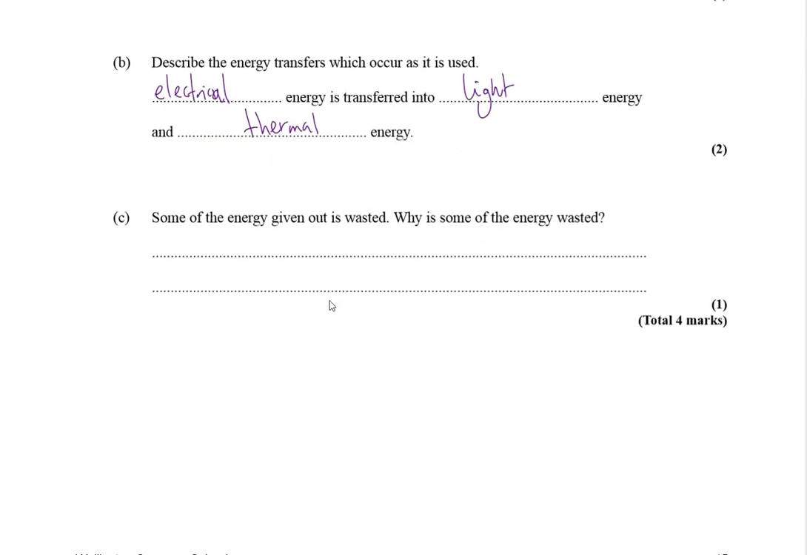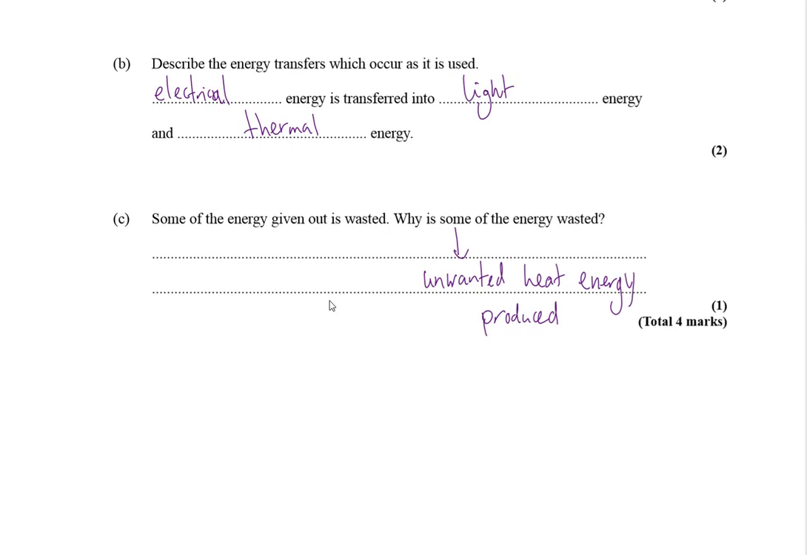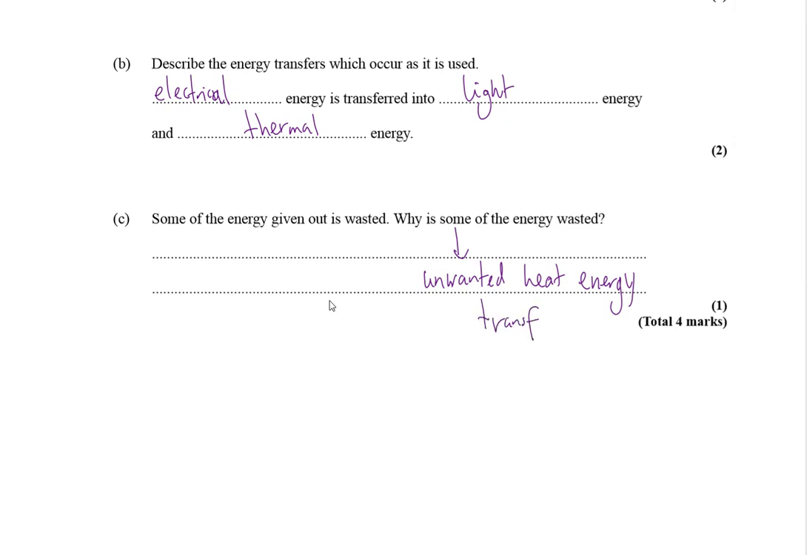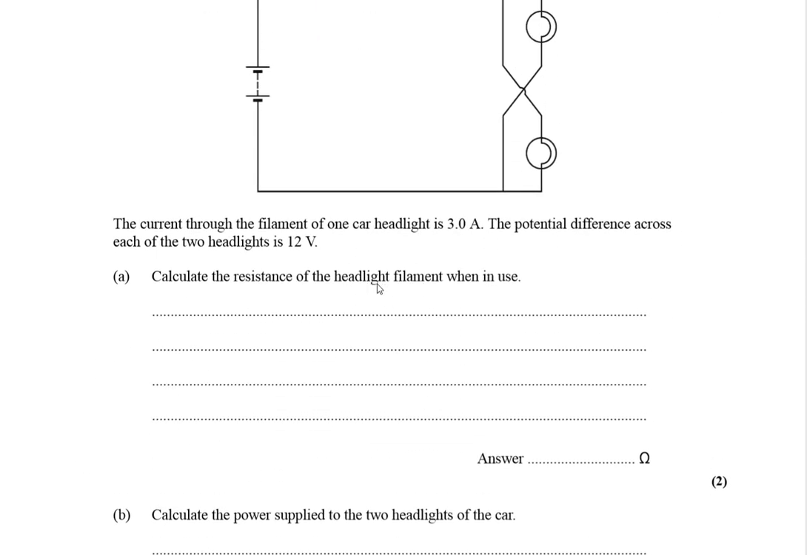Okay, now some energy is wasted. Why is some energy wasted in this case? Some energy is wasted, so we've got unwanted heat energy produced. Let me just change this. Okay, so the bulb is transferring some heat energy and it is unwanted. We can't use it, so therefore it's wasted for us. This is the last question there.